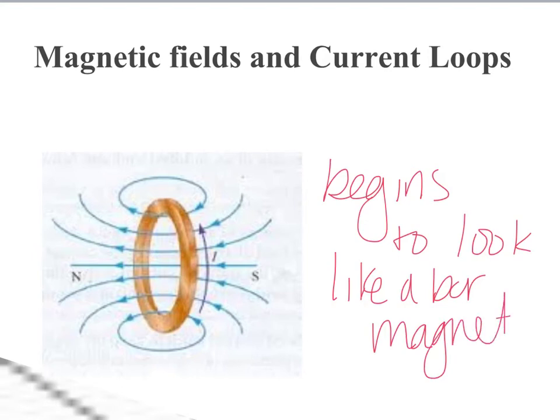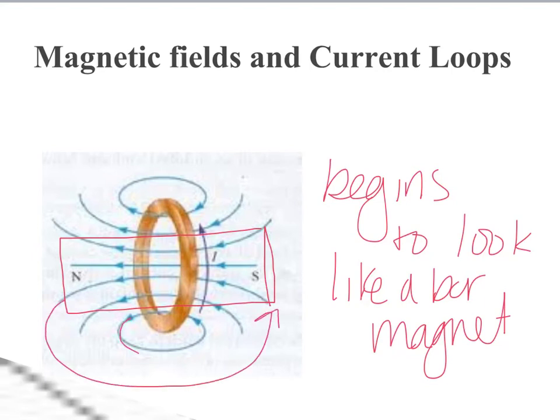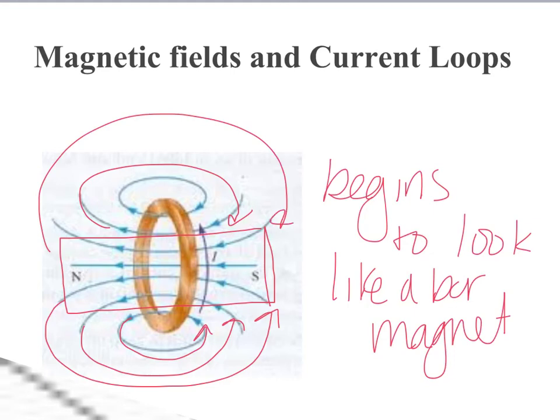You could imagine I could draw our bar magnet here. That would be our bar, and then our magnetic field is doing just what we saw earlier. And it would be doing the same thing on this side. So it's beginning to look like a bar magnet.